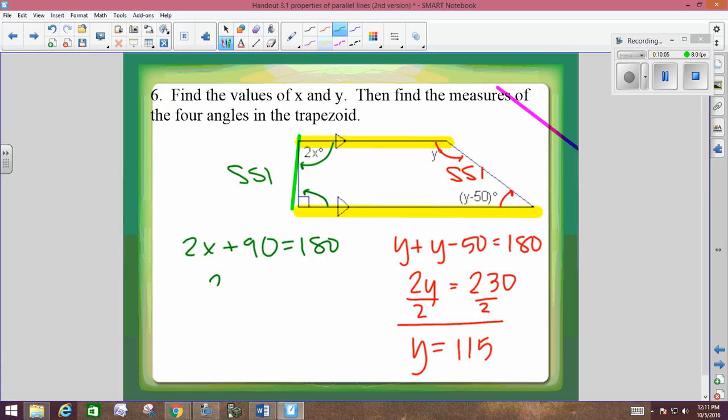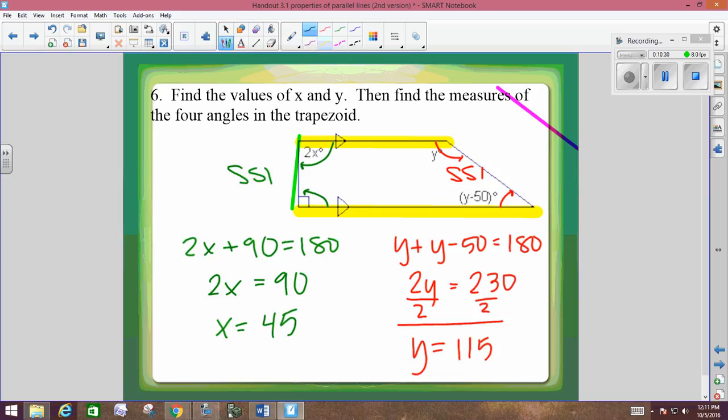It just so happens here when you subtract 90 over, they happen to be congruent because they're 90 degrees. Okay. Divide by 2 and x equals 45. Same side interior means they have to be supplementary. Not quite done yet, because then it says find the measures of the 4 angles in the trapezoid. How do I do that?